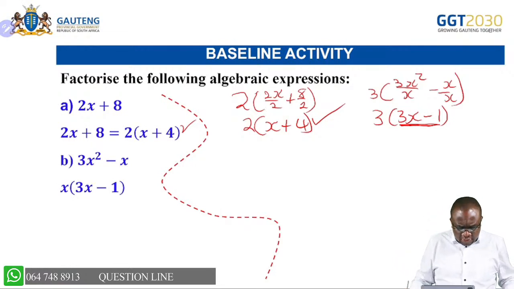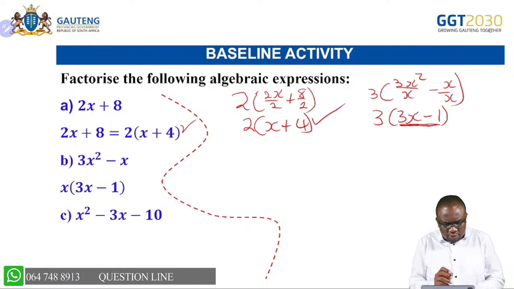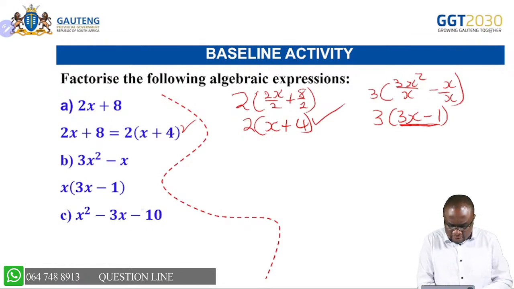Okay, right. And then C. How many people managed to do C? How do we factorize a quadratic trinomial? Okay, I want you to look for the factors. Let me just give you a clue here.